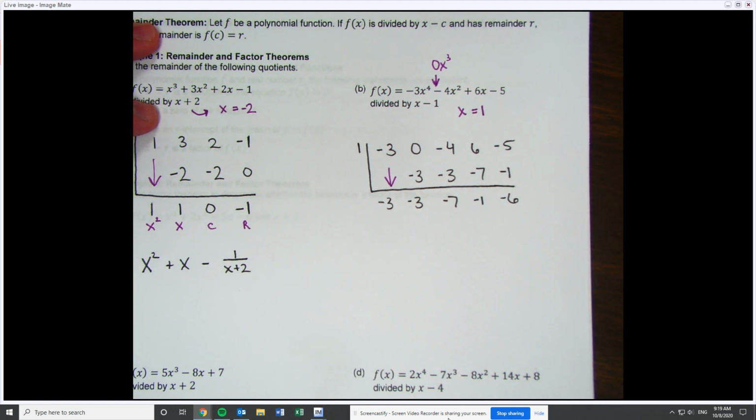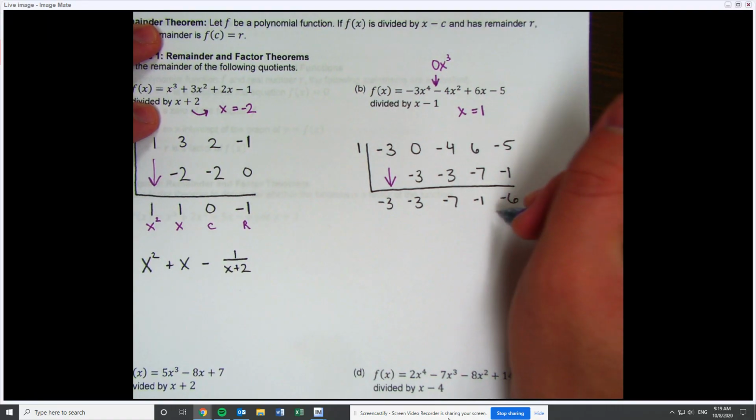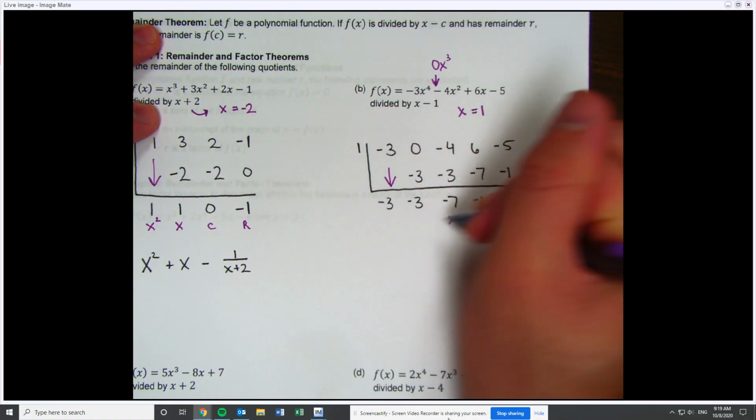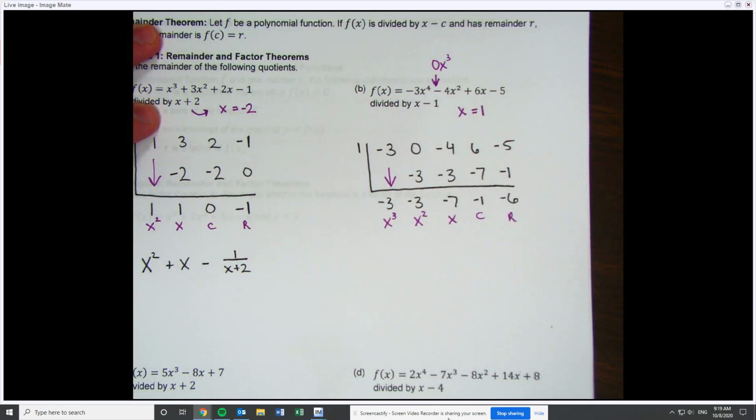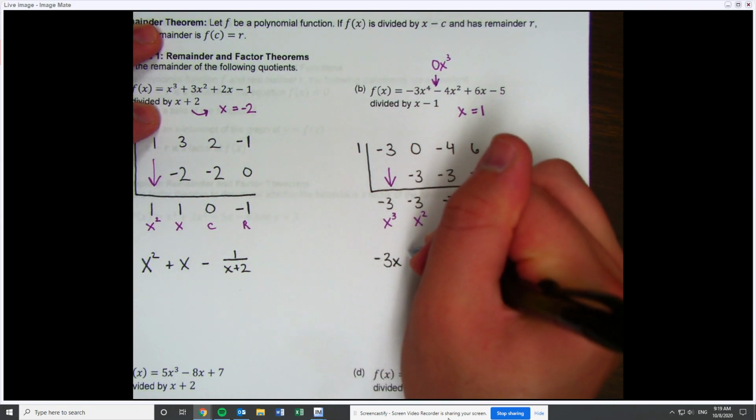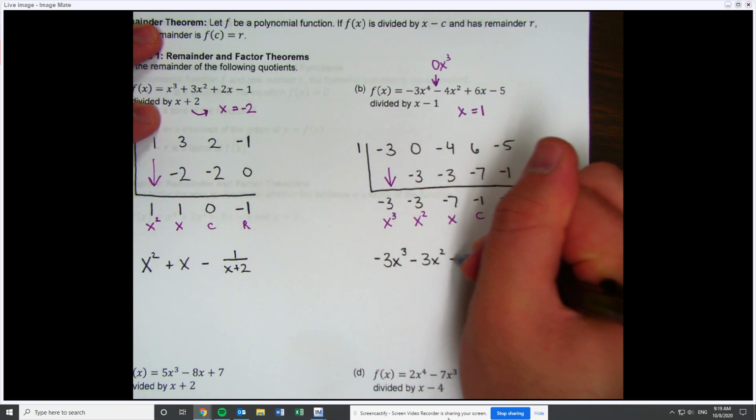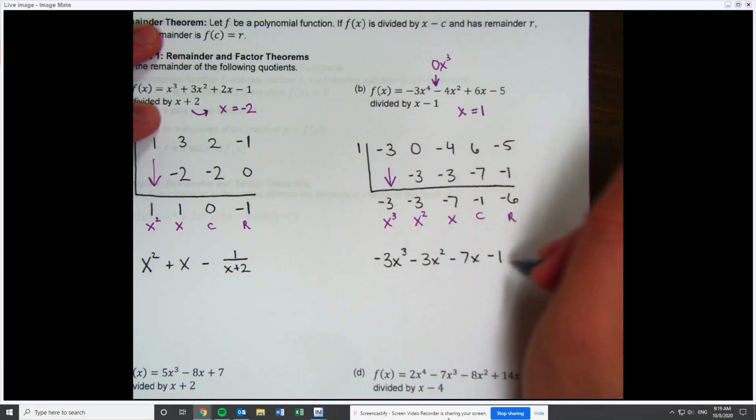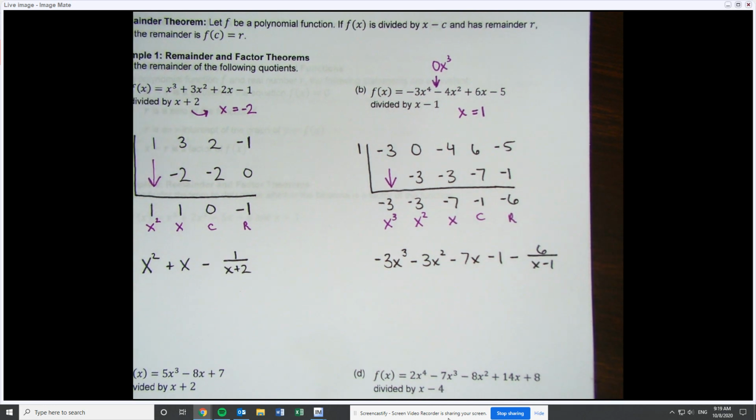Now that we're done with the synthetic division, we can label. Always start on the right side, which starts with r, c, x squared. Now I have x to the third. And we can write our final answer. Final answer: negative 3x to the third minus 3x squared minus 7x minus 1 minus 6 over x minus 1. All done. There's nothing else to do.